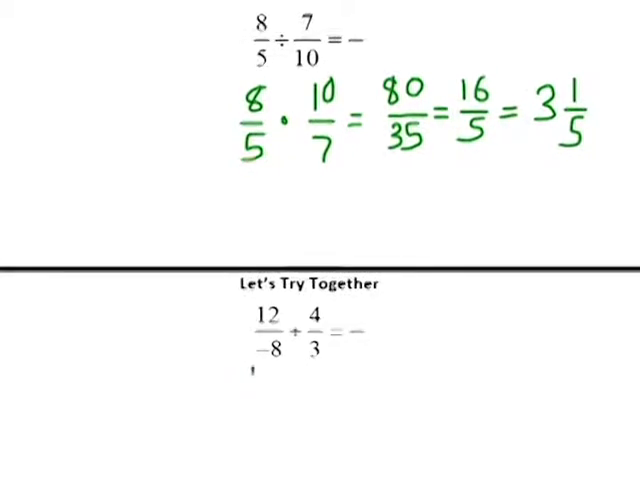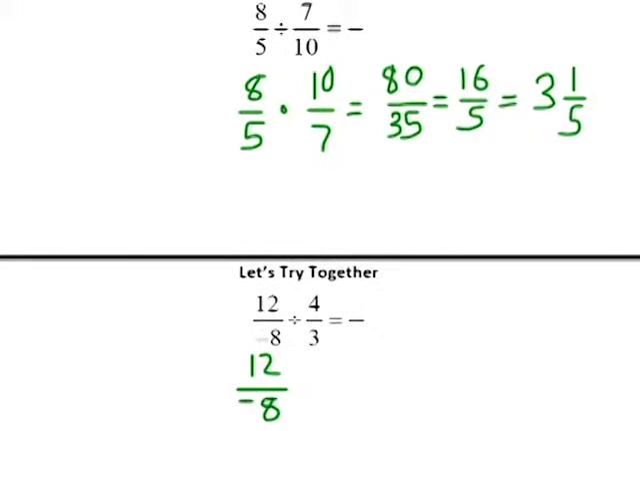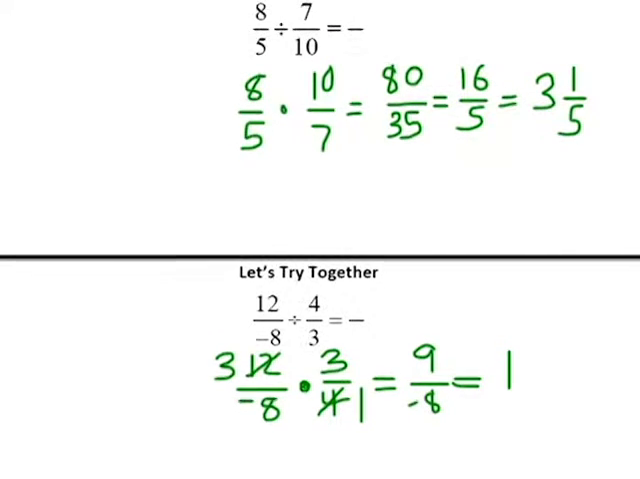First fraction stays exactly the same. Division turns into multiplication. The second fraction flips, or we take its reciprocal. Now again, we can go through and simplify beforehand even. 12 is just 3 sets of 4, and 4 is 1 set of 4. 3 times 3 is 9. 8 times 1 is 8, and it's negative, because negative 8 times 1 is negative. Again, as an improper fraction, this would be negative 1 and 1/8. That negative would come out front.